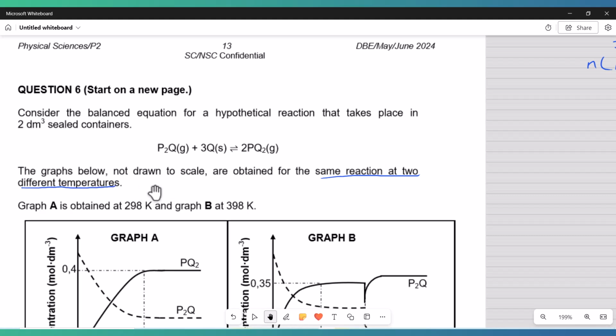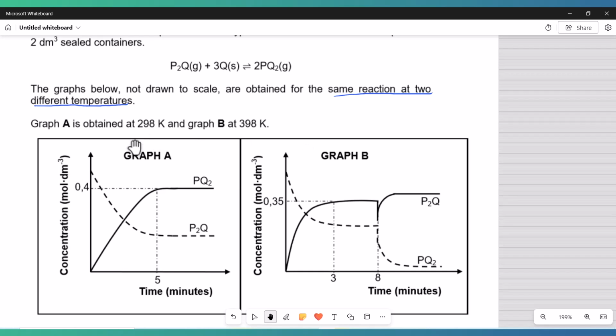So check what happens here. Graph A is obtained at 298 Kelvin. What about graph B? 398. So graph A is at 298 Kelvin, and graph B is at 398 Kelvin, so the difference is 100. Note that on the y-axis we have the concentration in moles per decimeter cubed, and on the x-axis time in minutes. For graph B, we also have concentration in moles per decimeter cubed, and time.